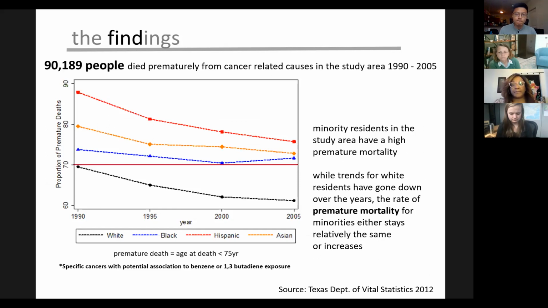During the time period between 1990 and 2005, approximately 90,000 people in the study area died under the age of 75, which is considered premature mortality. Among those deaths, minoritized groups had the greatest burden, and the Latinx community had the highest levels. Now we will look at the deaths over space and time on some maps.